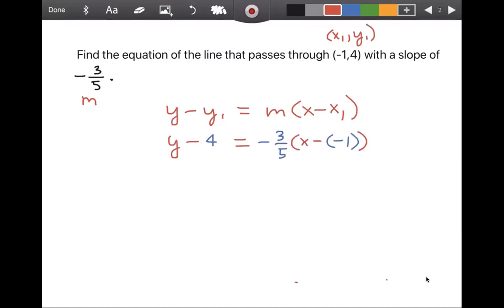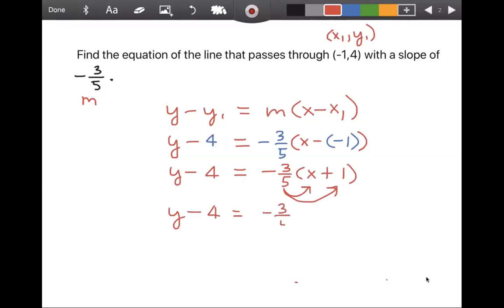In problems like this, you typically need to look out for double negatives and fractions, and I have both of those things going on here. First, let's change that x minus negative 1 to x plus 1. Next, I will distribute the negative 3/5. And that'll give me y minus 4 equals negative 3/5 x minus 3/5. And then the last thing I need to do is add 4 to both sides.